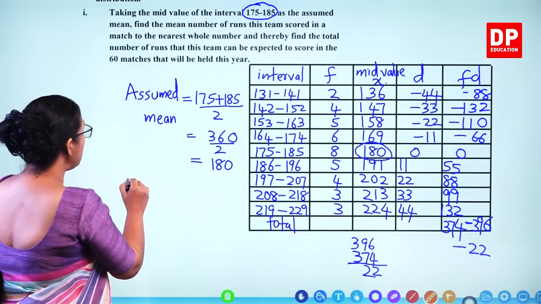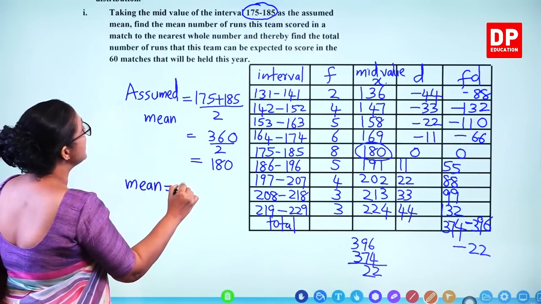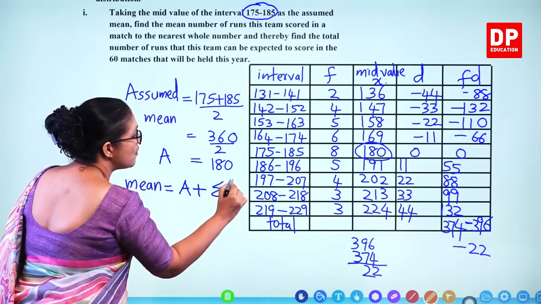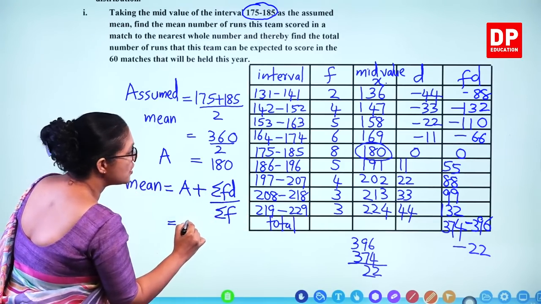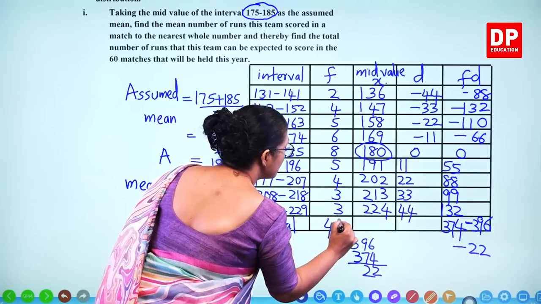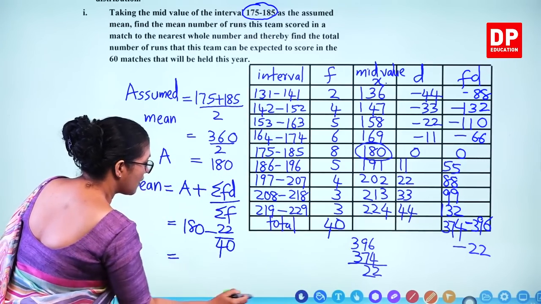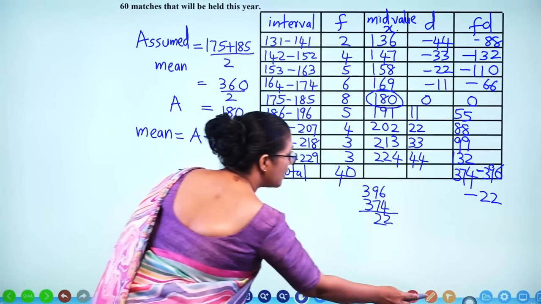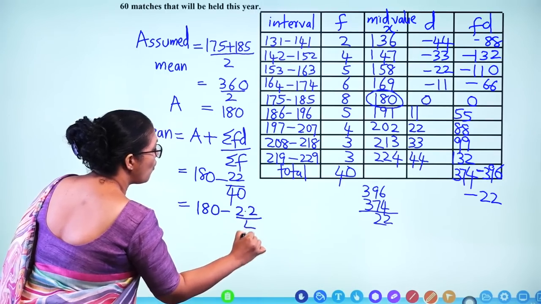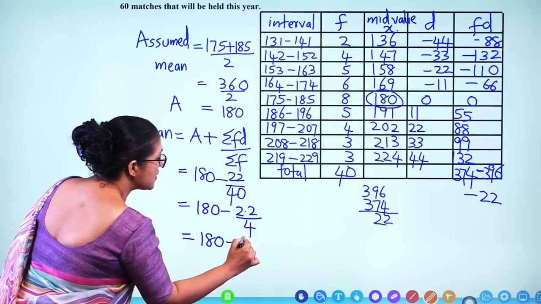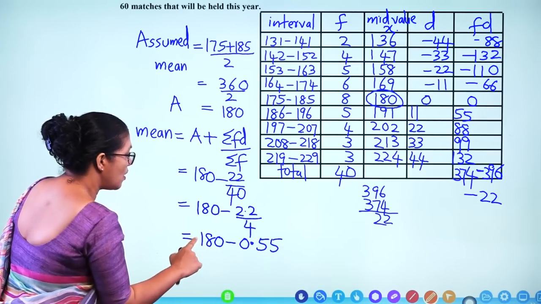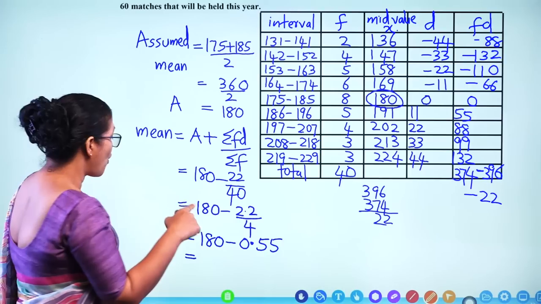So how do you find out the mean? Mean is the assumed mean, we take this one as a, plus sigma fd over sigma f. That's the formula. Now substitute: 180 minus 22 over total 40. Divide by 10, get 2.2 divided by 4. Or you can say 180 minus 0.55. So subtract 0.55 from 180.